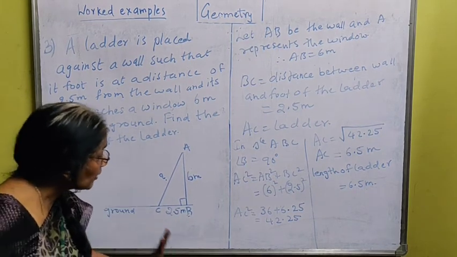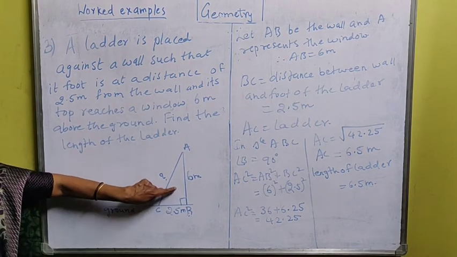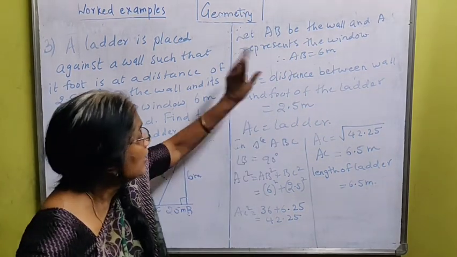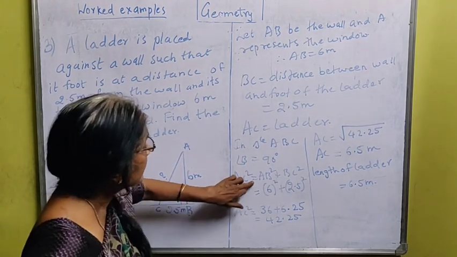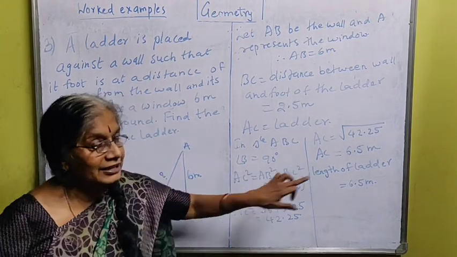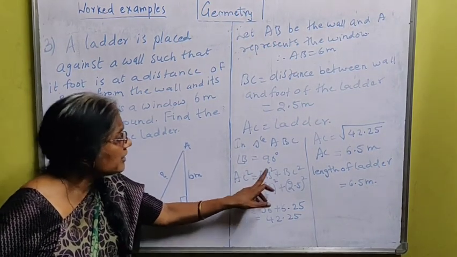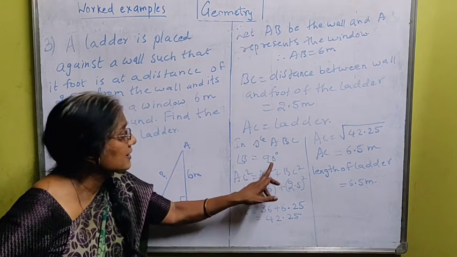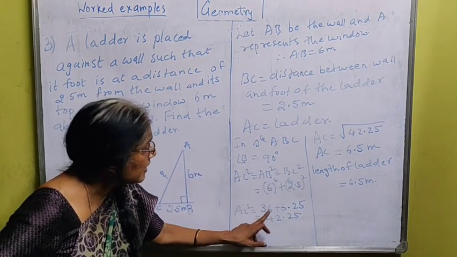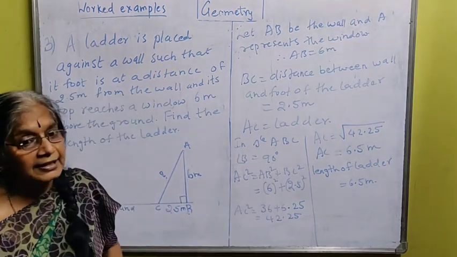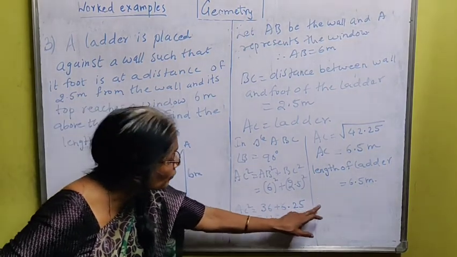You can use Pythagoras theorem only when the angle becomes 90 degree. So B is 90 degree over here, so we can use the Pythagoras theorem. What does the Pythagoras theorem say? AC square is equal to AB square plus BC square. AC we have to find out. What is the AB value? 6 square. What is the BC value? 2.5 the whole square. 6 square is 36. 25 square is 625. With 2 places of decimal, it is 6.25.